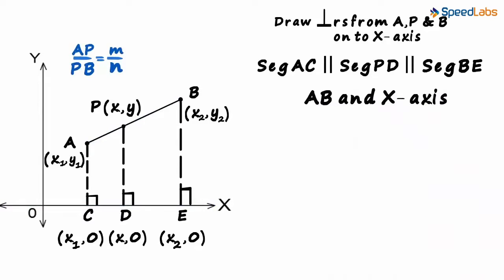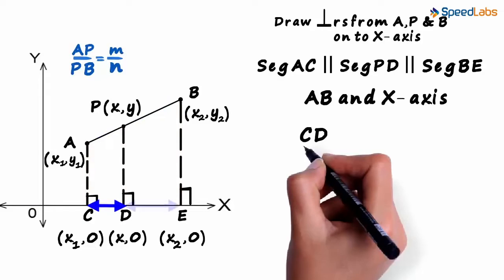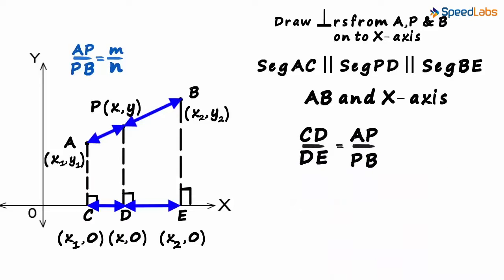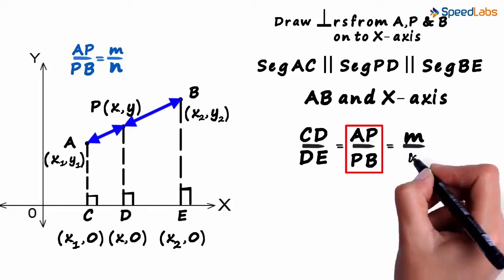So here the concept we will be using is ratio of intercepts formed. CD and DE are the intercepts formed by the x-axis, and AP and PB are the intercepts formed by AB. As we have three parallel lines here, we can say that CD by DE is equal to AP by PB. We know that AP to PB is M by N.